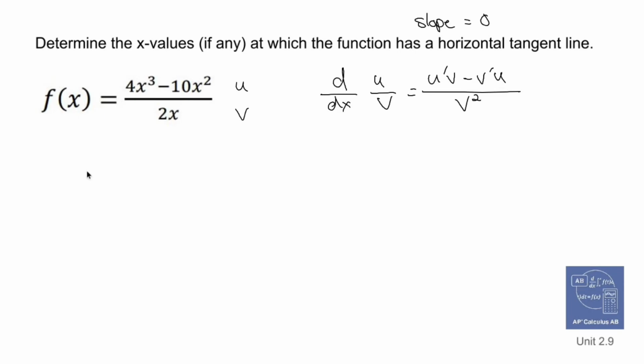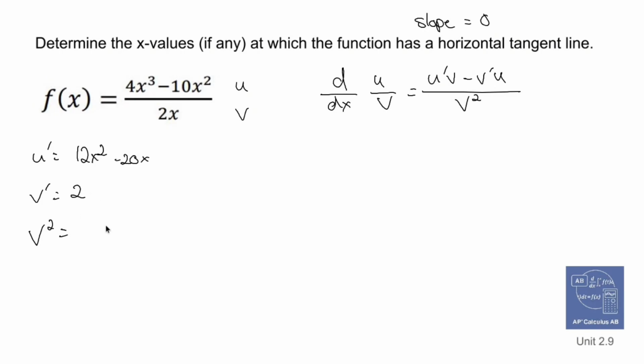Okay, so let's do that. Let's find out what u prime is. If u is 4x cubed, u prime is going to be 12x squared because of the power rule. And if I have negative 10x squared, then that's going to become negative 20x because of the power rule once again. V prime is going to be the derivative of 2x, which is 2 because of the power rule.